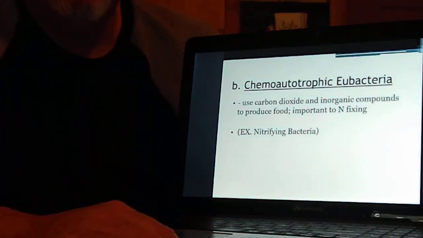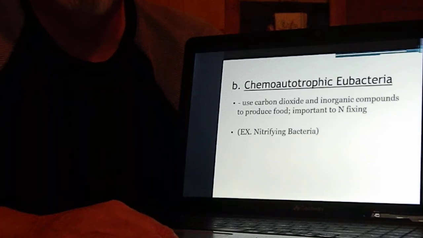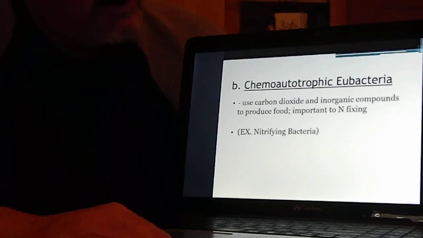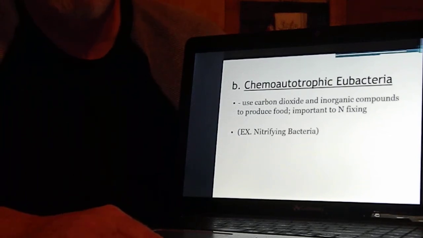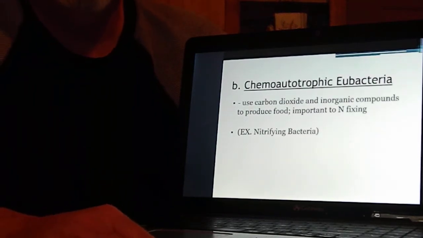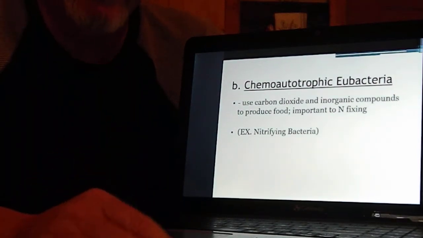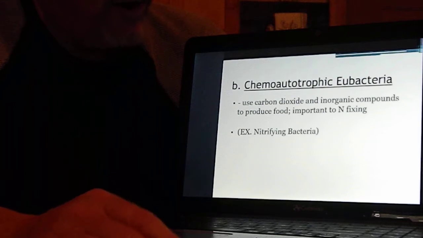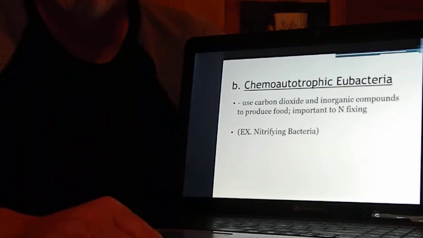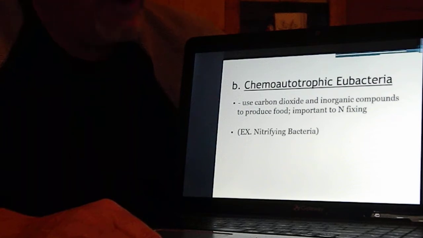Chemoautotrophic eubacteria are those that make their own food, but they use sources other than light. They don't photosynthesize. They'll use carbon dioxide and some inorganic compound to produce their food. Some can also fix nitrogen, and they are found in the soil, and they are important in enriching soil with nitrogen, replenishing nitrogen in the soil. The ones that do this are called nitrifying bacteria. Those are examples of these chemoautotrophic bacteria.